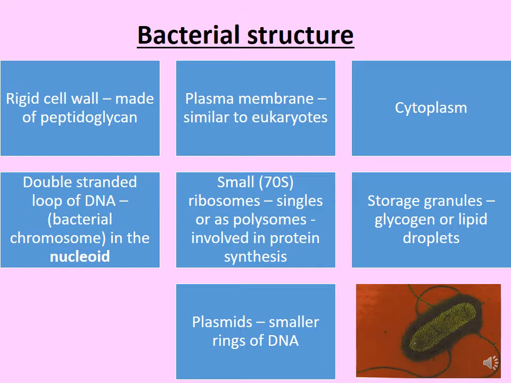There are small 70S ribosomes, which are involved in protein synthesis, and for energy there are storage granules made up of glycogen or lipid droplets. Finally, there are plasmids, which are smaller rings of DNA. Now, these are of specific interest to genetic engineers because they can convey genetic information between bacteria, and we can actually harness that in order to genetically modify other organisms.